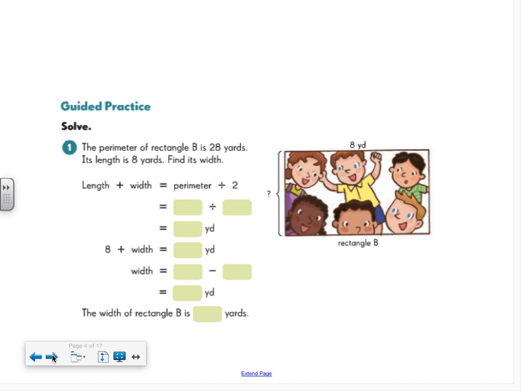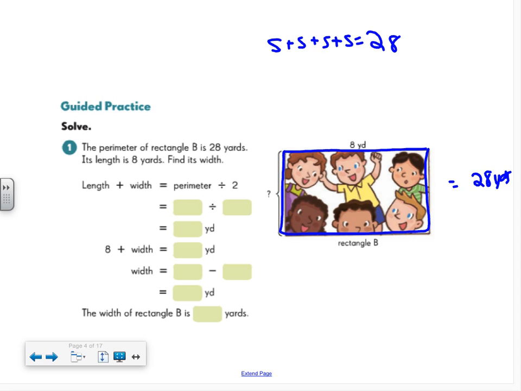Okay, the perimeter of rectangle B is 28 yards. So I know that this plus this plus this plus this is going to equal 28 yards. Again, I always think perimeter is side plus side plus side plus side equals 28, okay? They are giving me the total, so I know I'm going to have to work backwards to get to the sides. They're telling me that the length is 8 yards, so I know that I have 2 sides I don't know, because I don't know this one and I don't know this one. But I do know that this one's 8, and I do know this one is also 8 because a rectangle has opposite sides that are equal, okay?